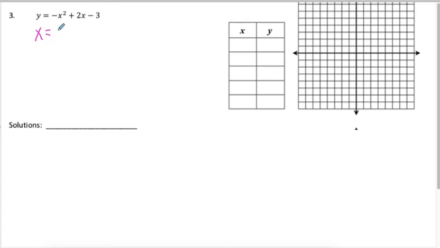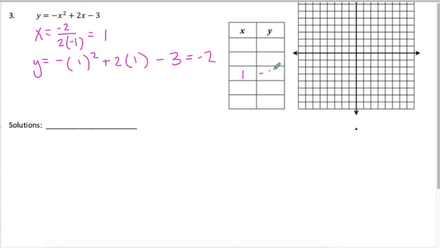So we're going to do x equals opposite of b over 2a. Negative 2 divided by negative 2. Okay, that gives us another 1. And then y is going to give us negative 1 squared plus 2 times 1 minus 3. Okay, so this one gives us 1 squared is 1. Opposite of that is negative 1. Negative 1 plus 2 is 1. 1 minus 3 is negative 2.